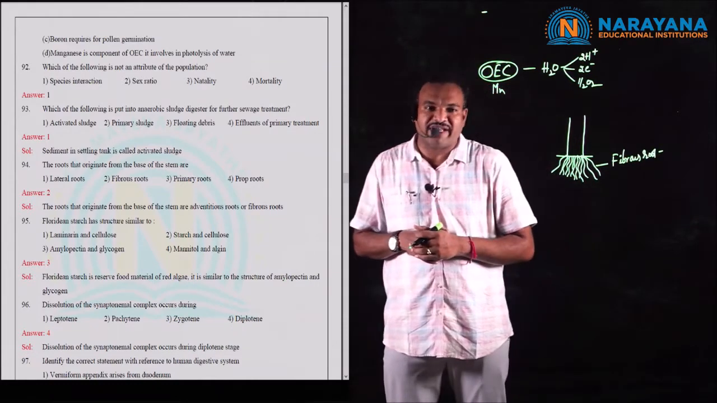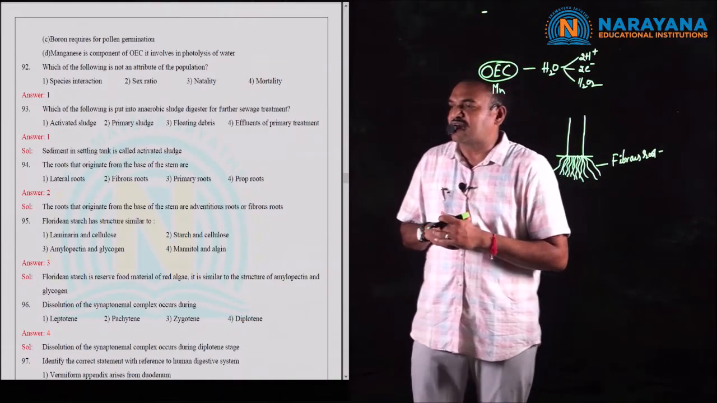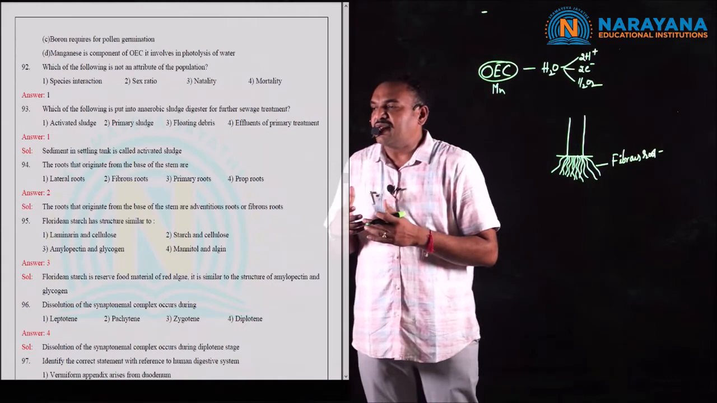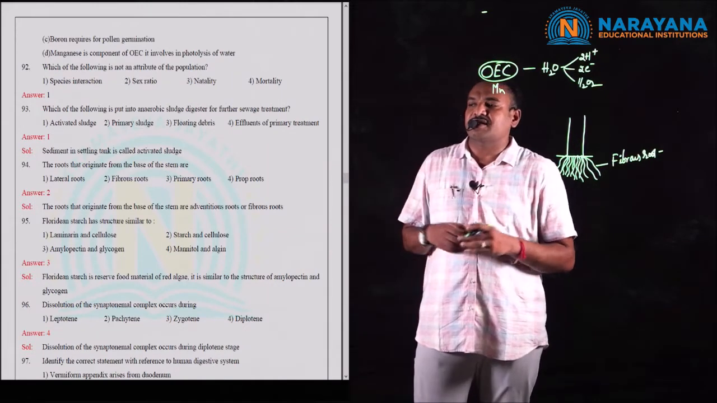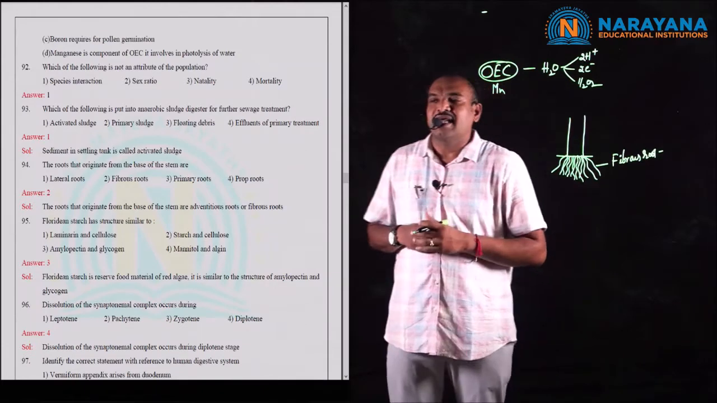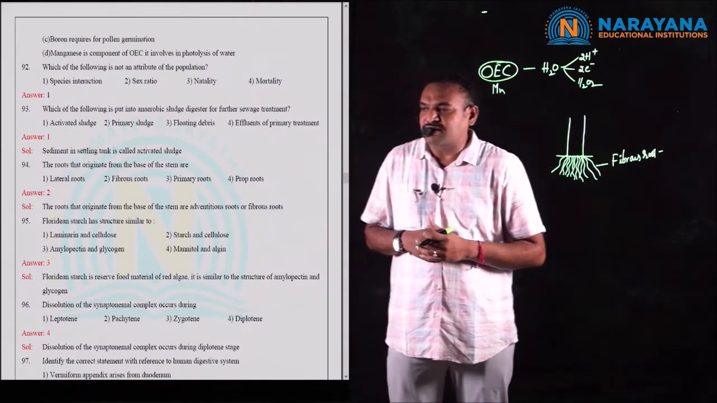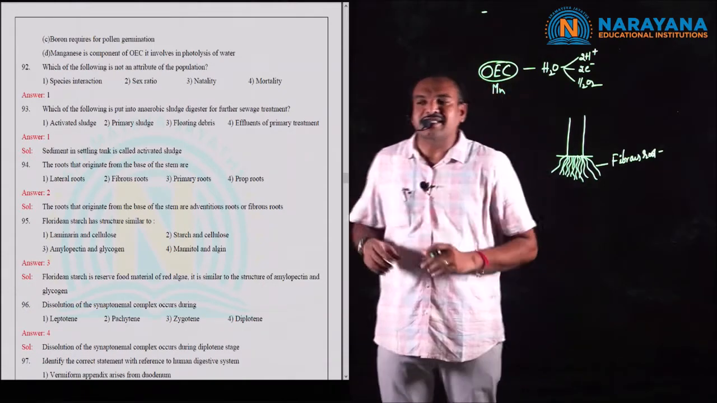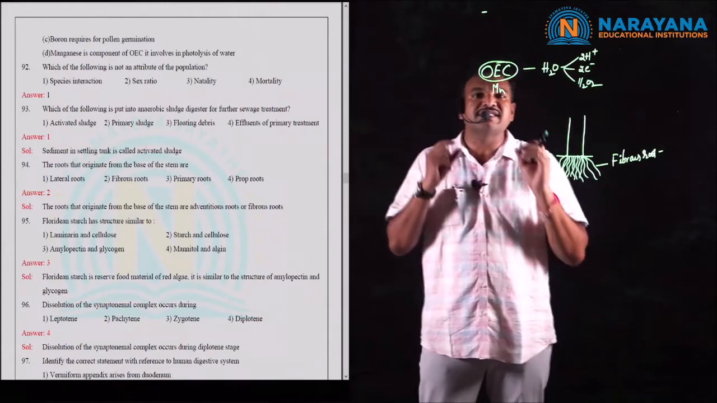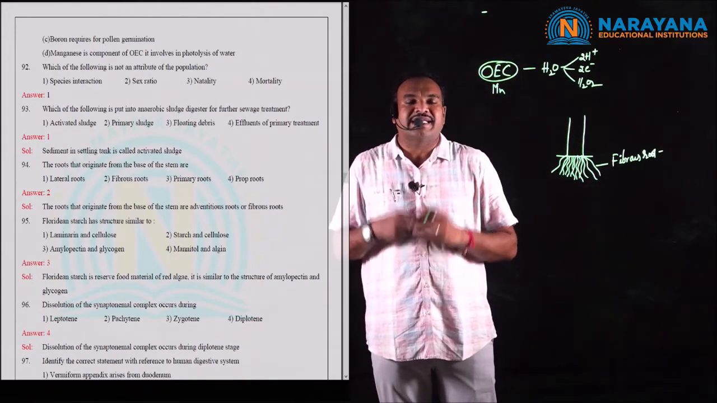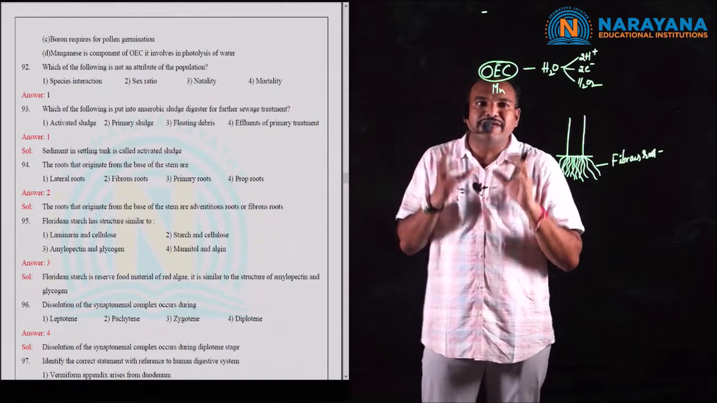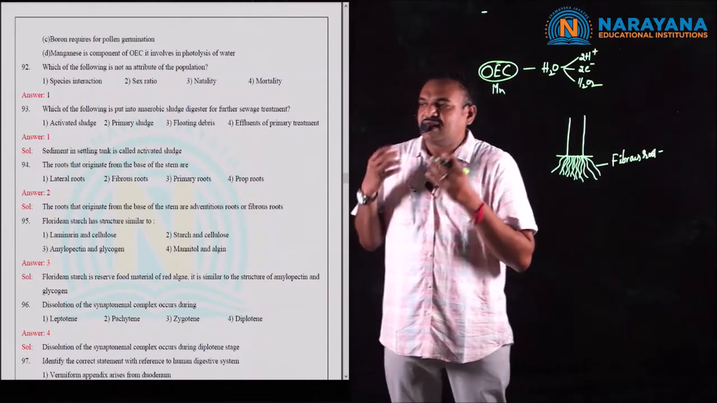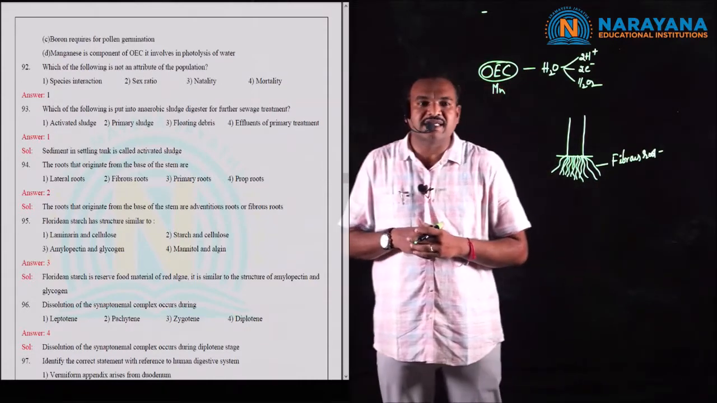And question number 95. Floridean starch has a structure similar to: first option, laminarin and cellulose; second option, starch and cellulose; third option, amylopectin and glycogen; fourth option, mannitol and algin. First of all, we discussed Floridean starch. It is the reserve food material present in red algae, that is, Rhodophyceae members. This Floridean starch is similar in structure to amylopectin and glycogen. The right option for question number 95 is the third option.